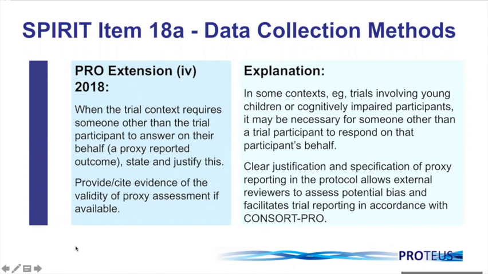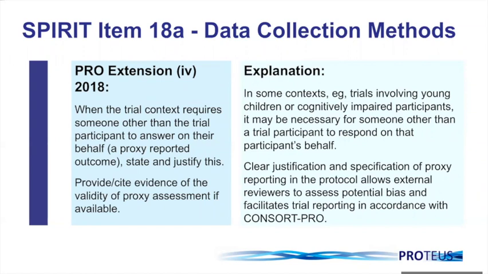So we now turn to Spirit item 18A, the fourth item in this series. When the trial context requires someone other than the trial participant to answer on their behalf, you need to state and justify this. And this is what we would call a proxy reported outcome. And you need to provide and cite evidence of the validity of the proxy assessment if it's available. And I think it's important to note that this might not always be available, but if it is, you should cite it. So why might we need to undertake proxy assessment?